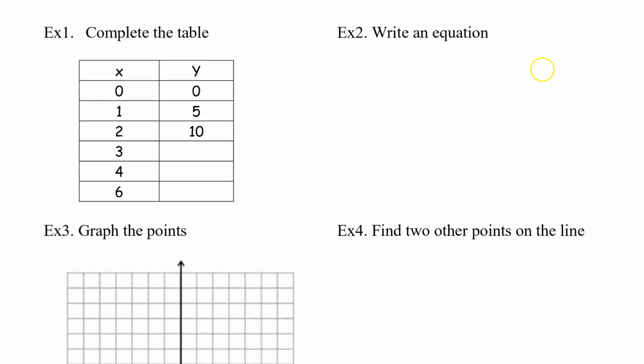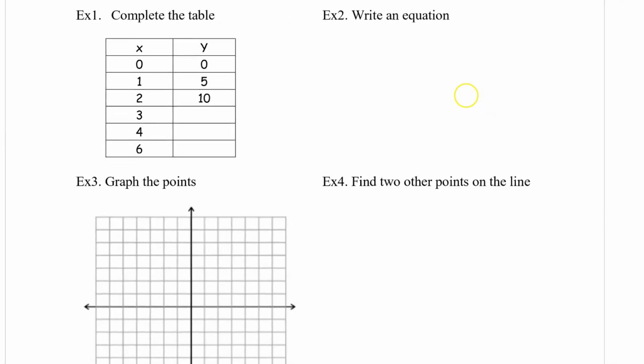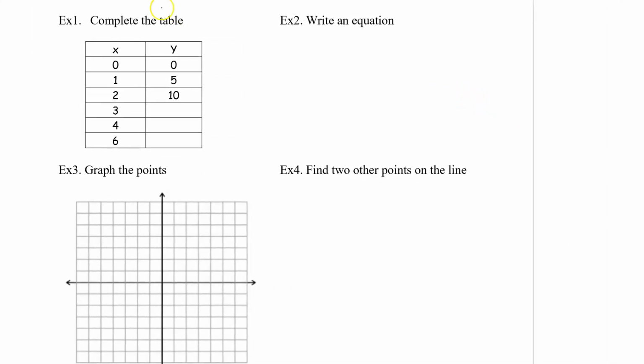So we're going to talk about different ways that we can express a relationship. We're going to talk about a table. We're going to talk about an equation. We're going to talk about graphing. And we're going to find two other points on the line.